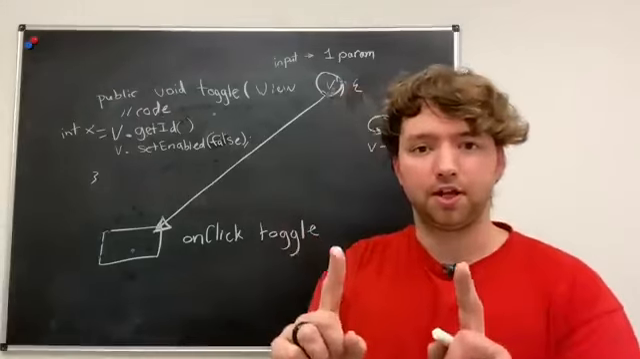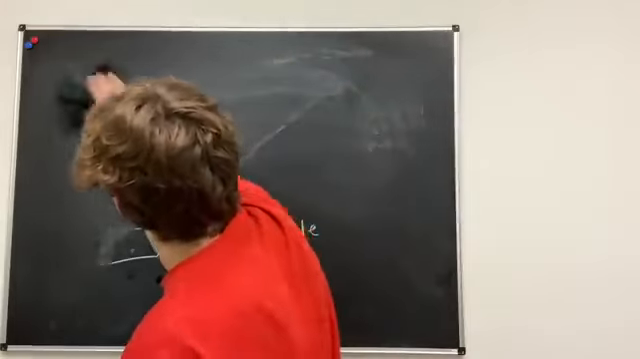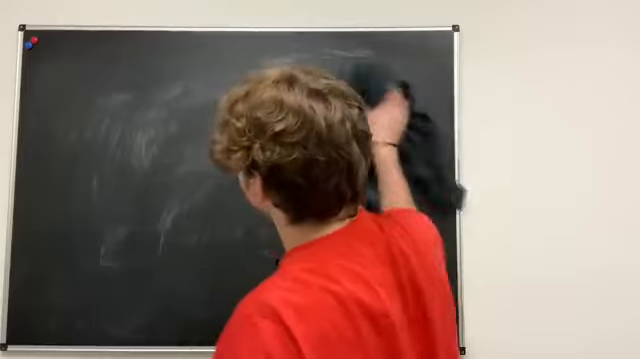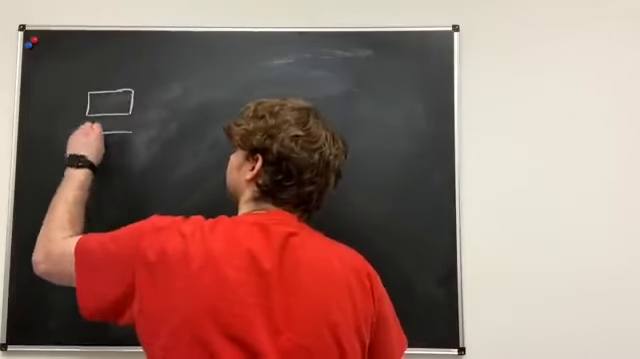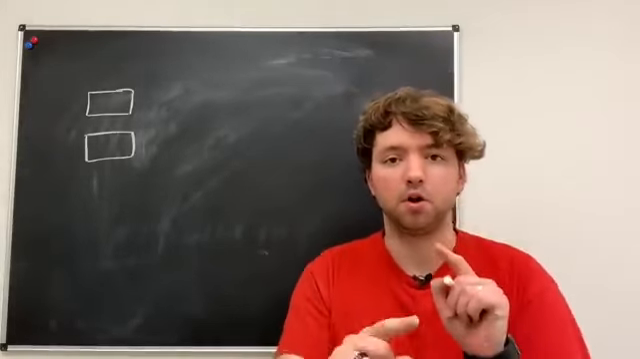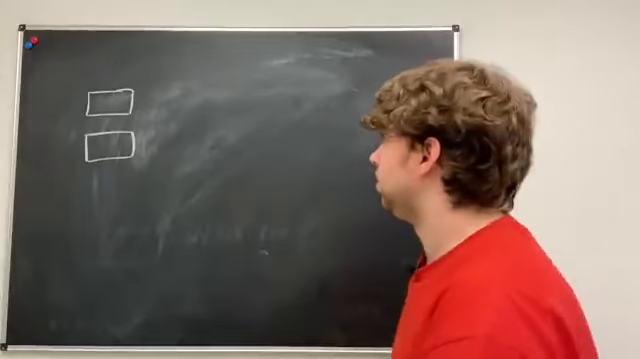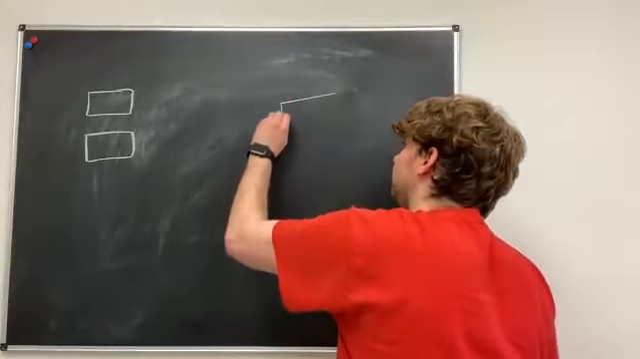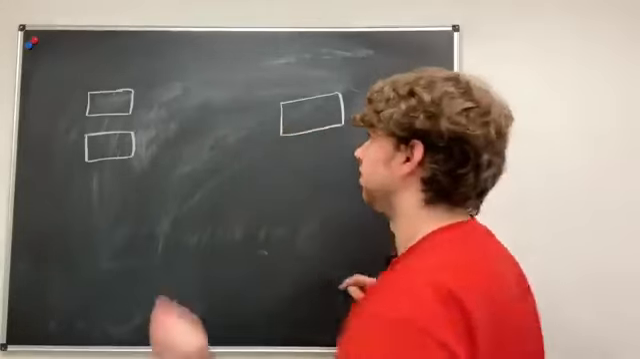Now, here's the cool thing. All right, let me clean up some of this junk here. Let's say you have two buttons, not one button, but two buttons. And you want both of these, when you click either one, to have that specific button disabled. Well, we create one method and we can set it as the on-click handler for both of them.